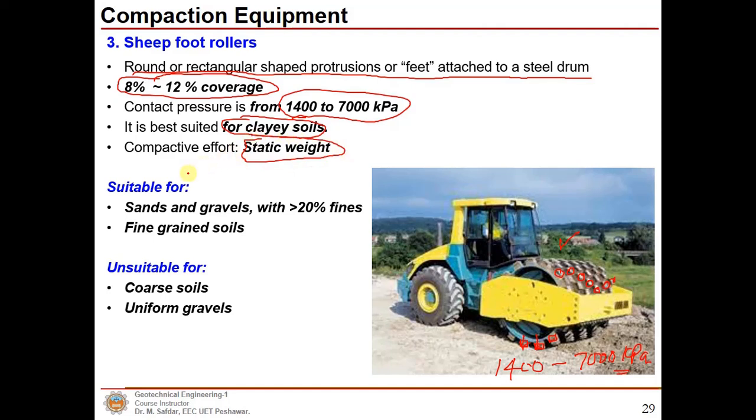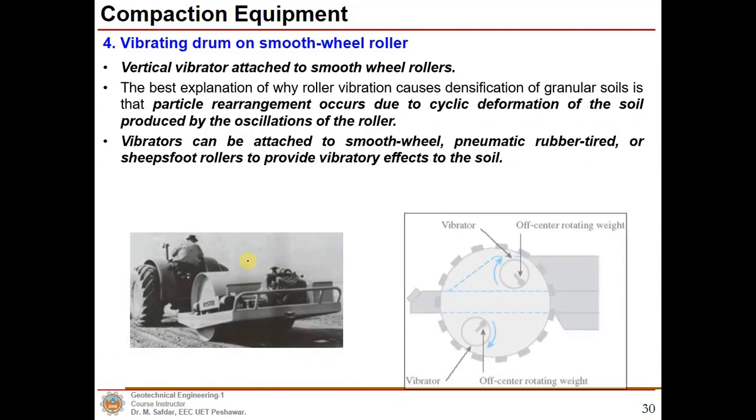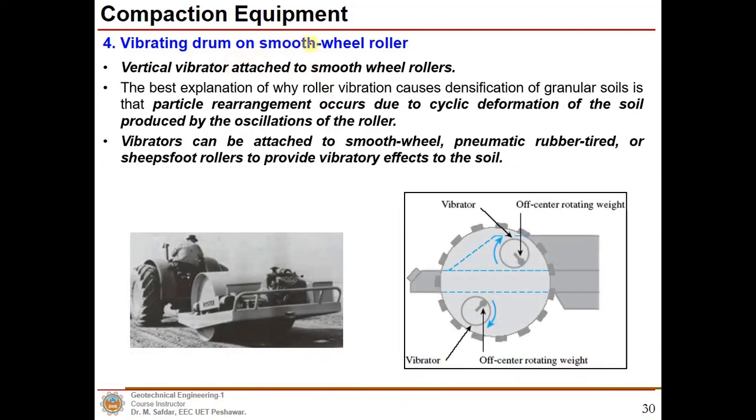Compactive effort is static, suitable for sands and gravels with greater than 20% fine grained soils, but might not give you good results for coarse soils and uniform gravels. There is another type of roller, which is vibrating drum on smooth wheel roller. That vertical vibrator attached to smooth wheel rollers, and the best explanation of why roller vibration causes densification of granular soil is that the particle rearrangement occurs due to the cyclic deformation of the soil produced by the oscillations or the vibrations of the roller.